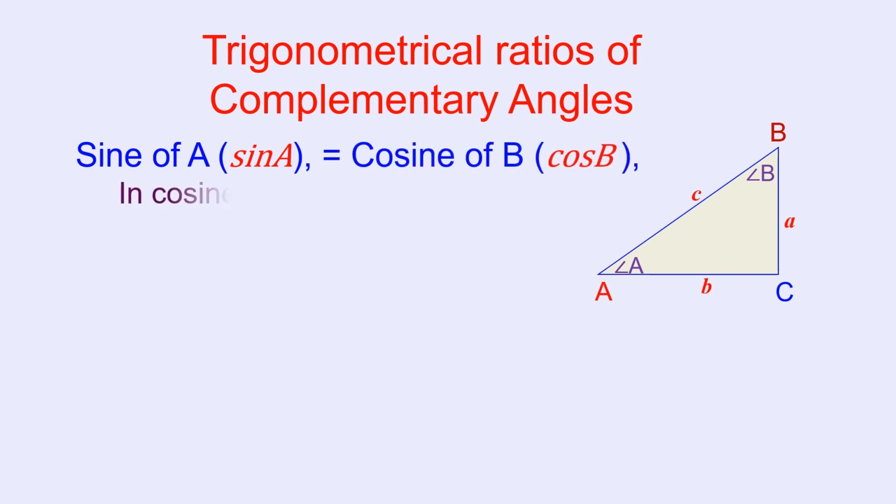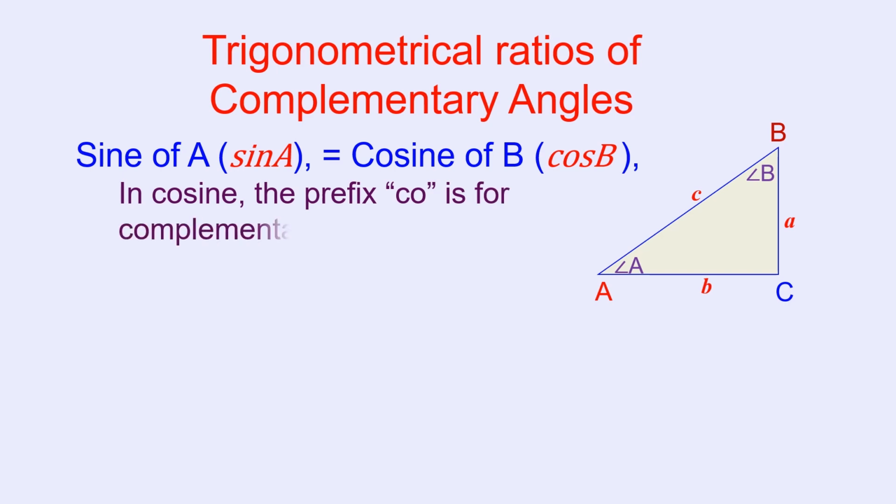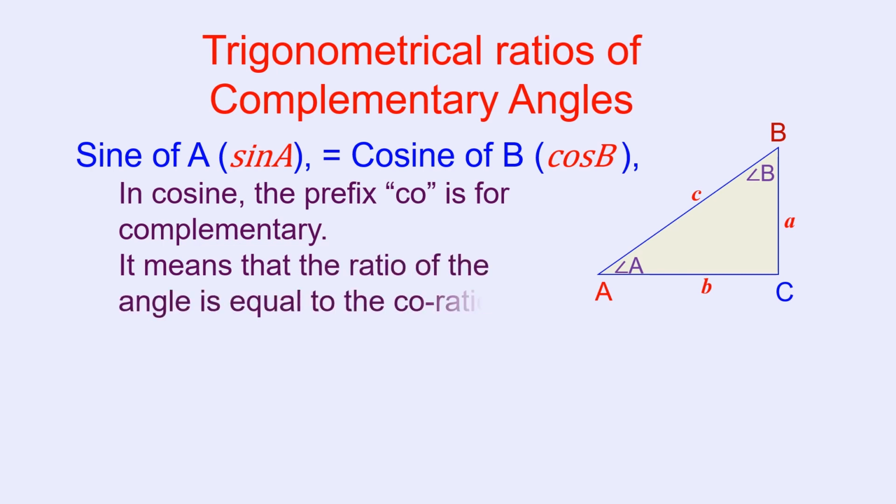Trigonometrical ratios of complementary angles. Sine of A equals cosine of B. In cosine, the prefix co is for complementary. It means that the ratio of the angle is equal to the coratio of the complementary angle.